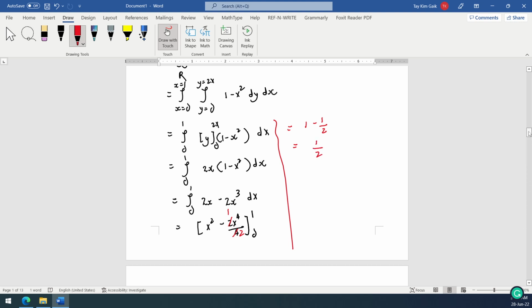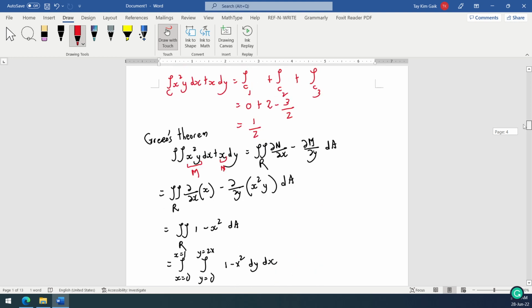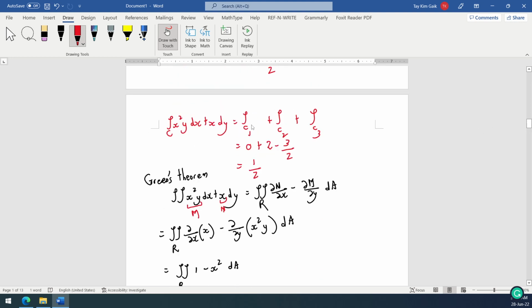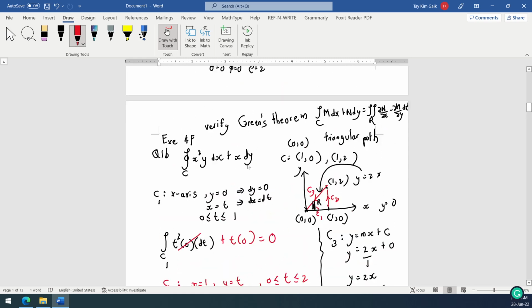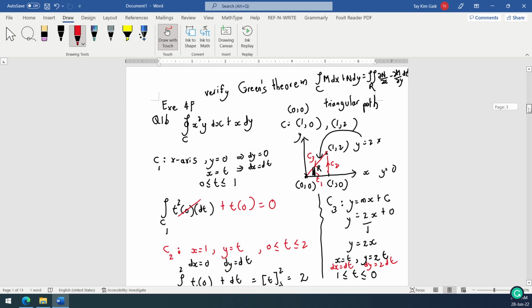So by using Green's theorem, we obtain a half, and by using the line integral, along curve C1 the answer is 0, along curve C2 the answer is 2, and along curve C3 the answer is negative 3 over 2. Adding up, we have a half. So we have verified this question using Green's theorem. Both give the same answer, which is a half.